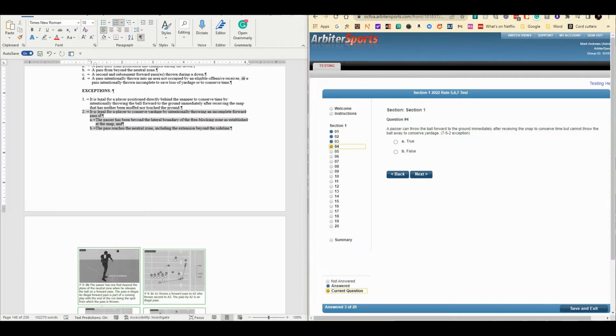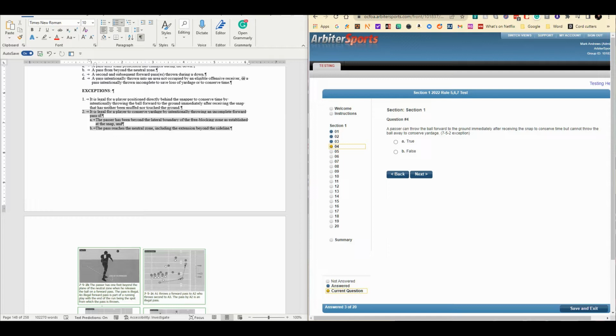All right, question number 4. A passer can throw the ball forward to the ground immediately after receiving the snap to conserve time, but cannot throw the ball away to conserve yardage. And the rule references 752 exception. This is a new rule. It's bringing us in line with the NFL and NCAA.